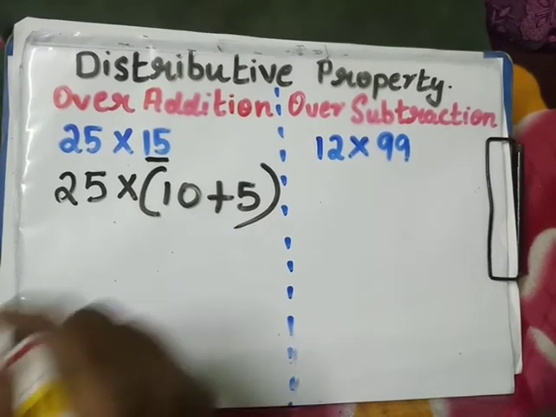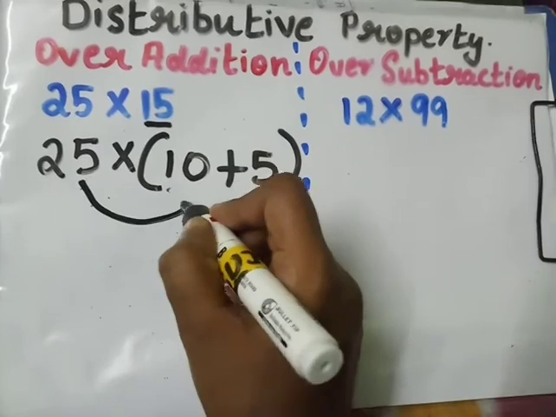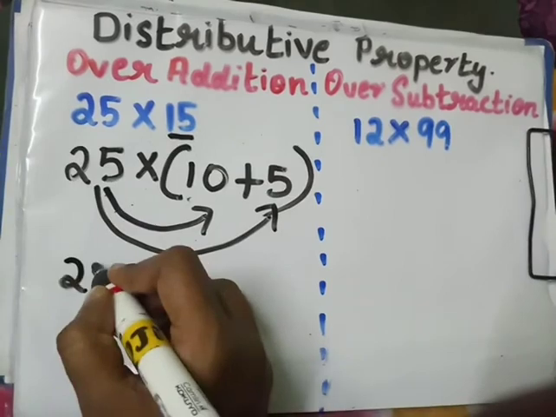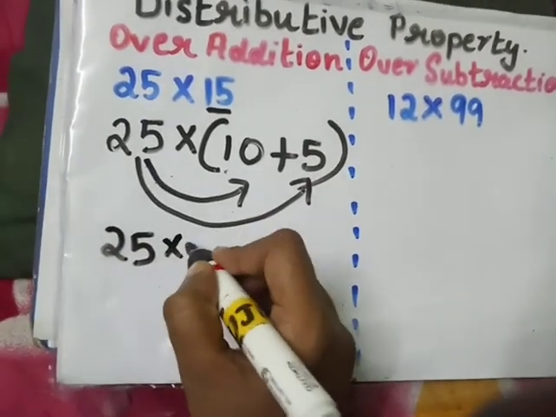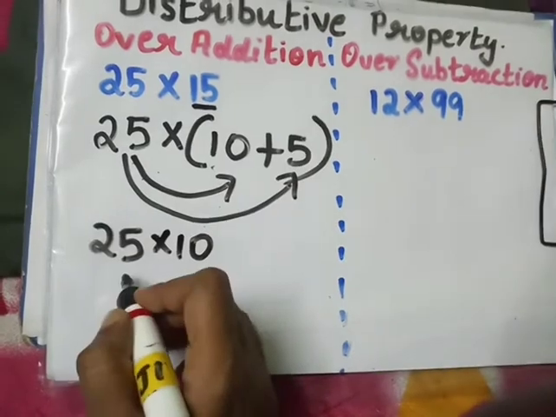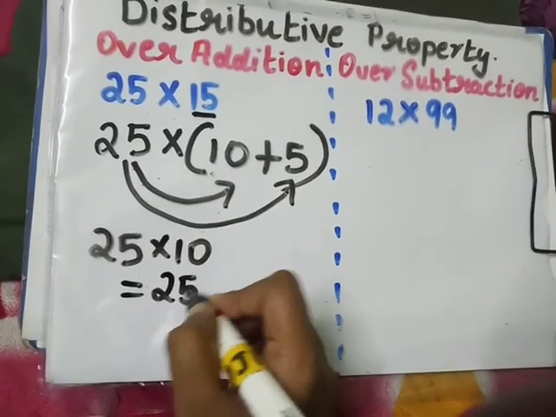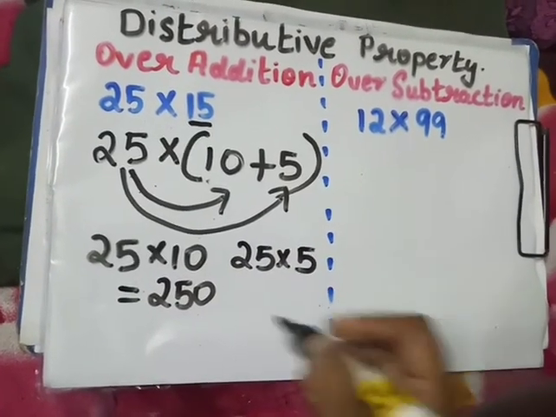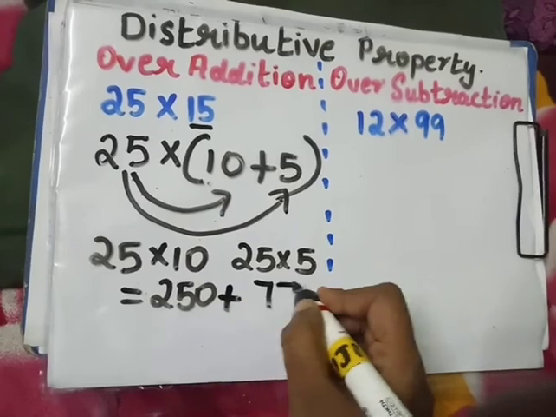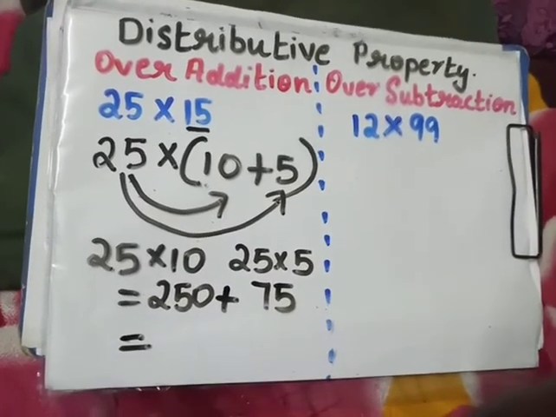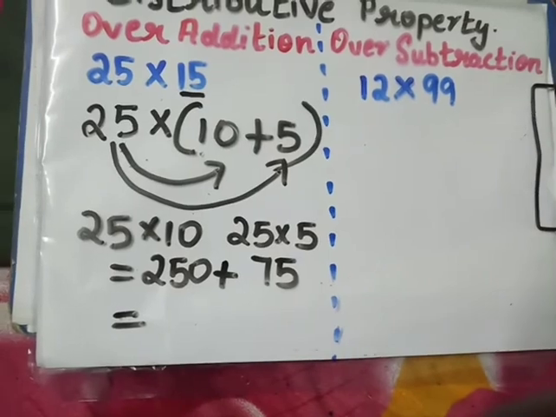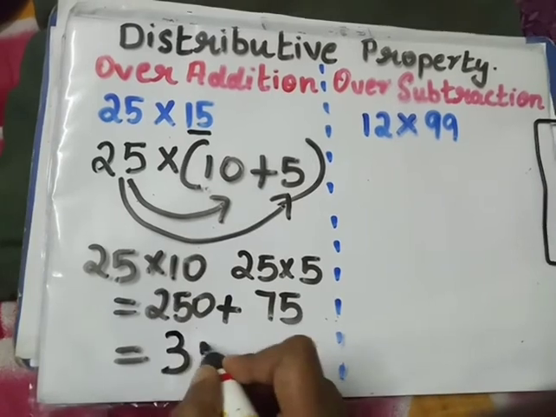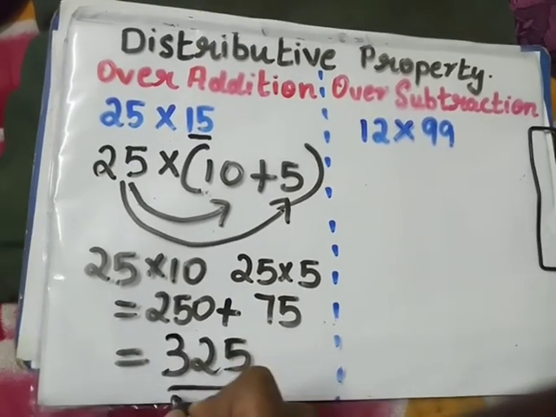Now what you need to do is multiply 25 with 10 as well as 25 with 5. So what is 25 into 10? 25 into 10 you will get 250. And what is 25 into 5? 25 into 5 you will get 75. Then you need to add 250 plus 75. So once you add 250 plus 75 you will get 325 as your answer.